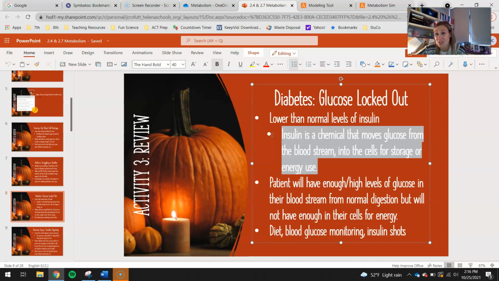Our digestion is just fine, so the digestive system is not affected with this one, okay? Patient will have high or enough levels of glucose in their bloodstream from normal digestion, but will not have enough in their cells. So basically, and I talked about this in class, you don't want a lot of glucose in your bloodstream, okay? You need to get that out of your bloodstream and into the cells of your body where you need to use it for energy production, okay? If it stays in your bloodstream too long, it actually can damage a lot of different places in your body where we shouldn't find glucose.